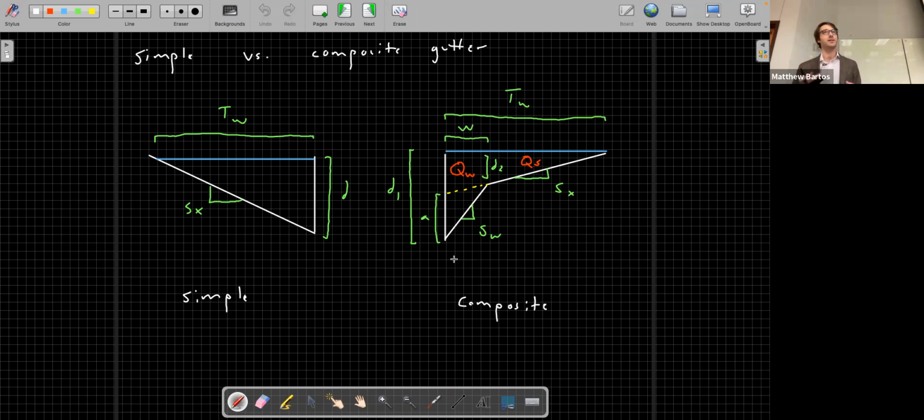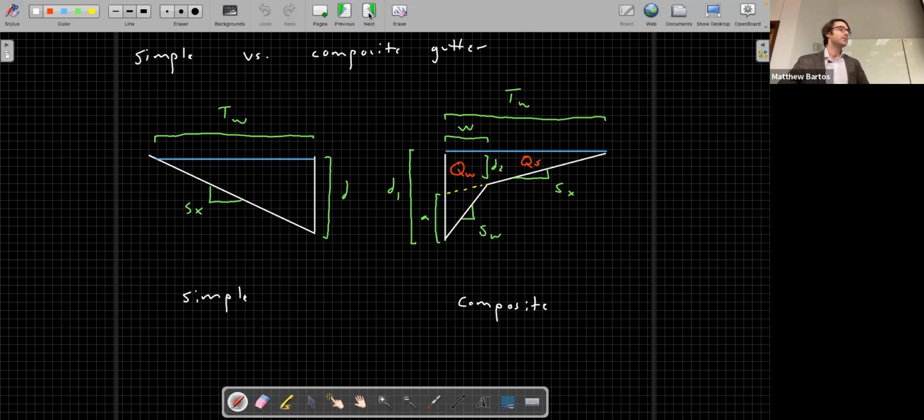So this is essentially a different type of gutter design that allows for a greater amount of discharge while at the same time providing some level of safety for bicyclists by keeping the steep section of the gutter close to the curb. It's similar to a simple gutter, except that in this case you have two different slopes. You have a steeper slope towards the curb and a shallower slope towards the street.